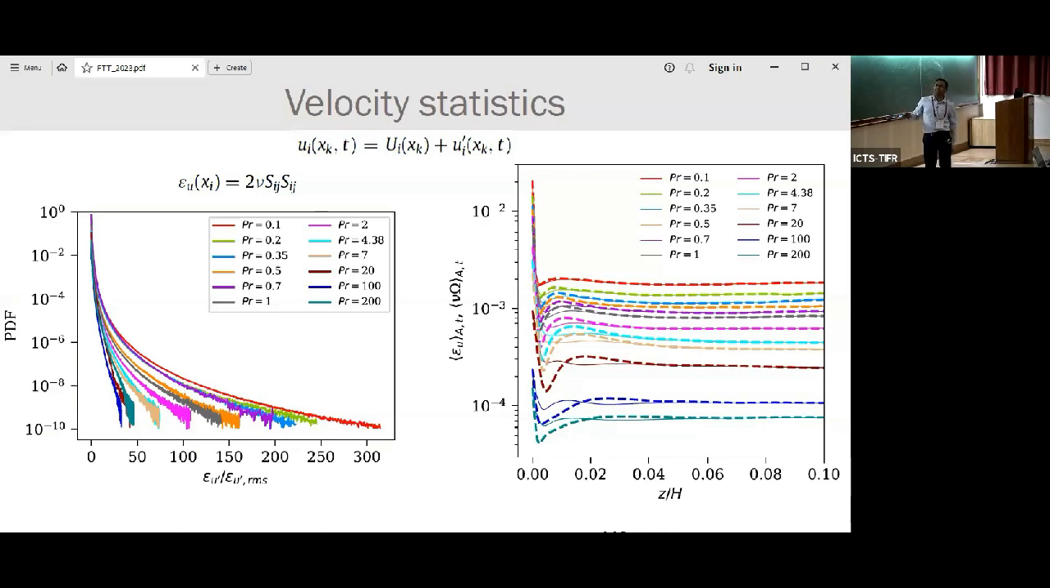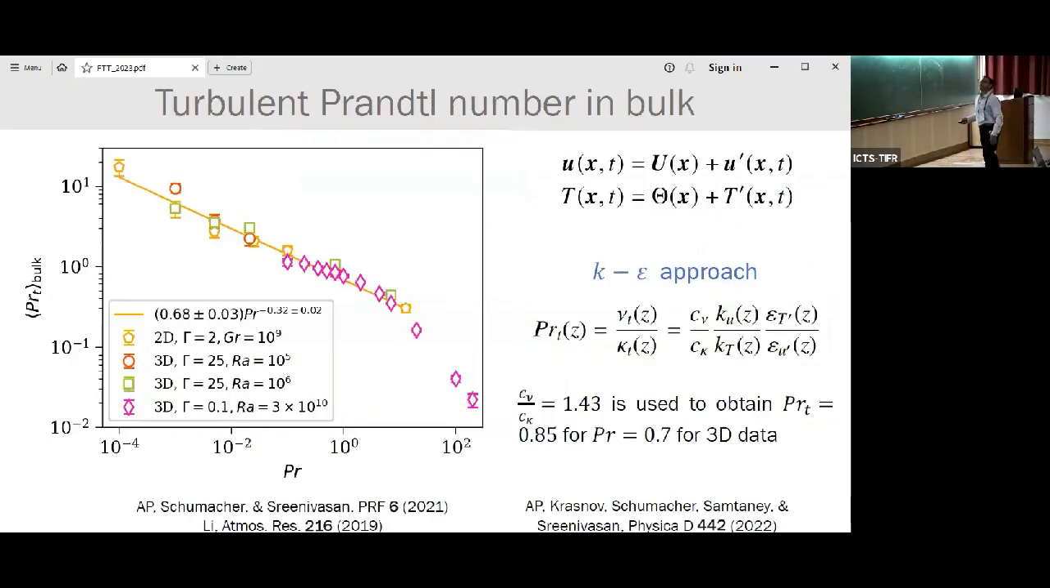We probed further and we looked at the PDF of the dissipation rate. So we can see that with decreasing Prandtl number, the turbulent level increases, and we have a stretched exponential distribution in the dissipation rates. And also the viscosity times the entropy matches very well with the viscous dissipation in the bulk region of the cell. So these are all sorts of characteristics we just explored.